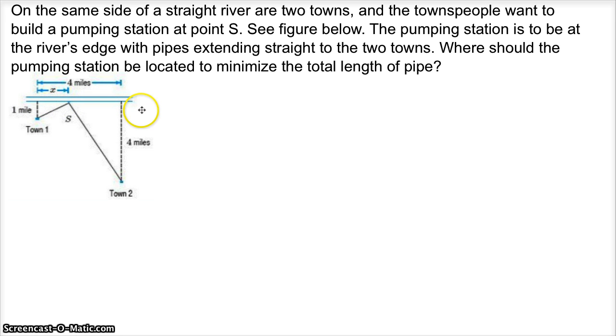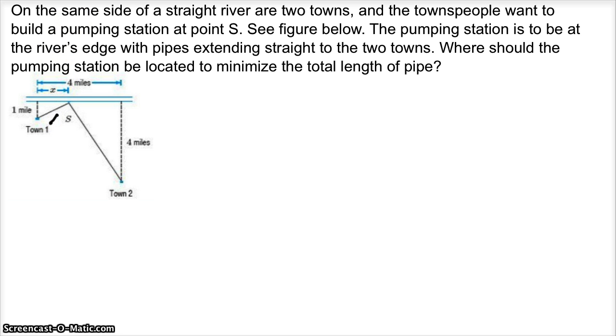And the townspeople want to build a pumping station at point S. The pumping station is to be at the river's edge with pipes extending straight to the two towns. So where should the pumping station be located to minimize the total length of pipe? That means what I'm trying to minimize is the distance here. We're going to call that distance D1, because that'll be the pipe distance to town 1.